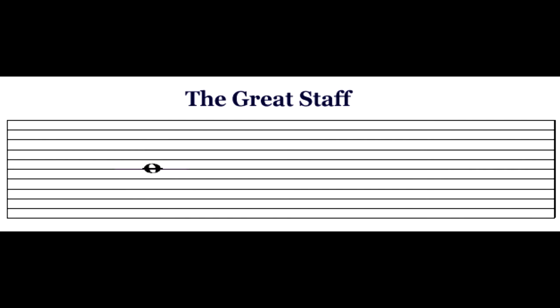Centuries ago, the great staff had 11 lines and 10 spaces. The C note was located on the middle line of the great staff. In later years, the middle line was removed and the treble clef and the bass clef were added. This made reading music much easier.